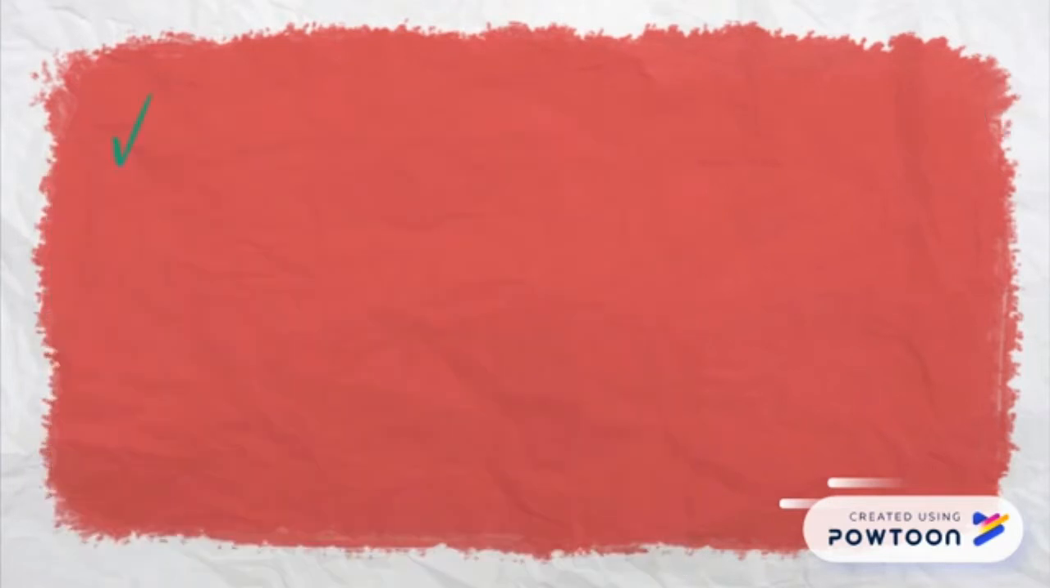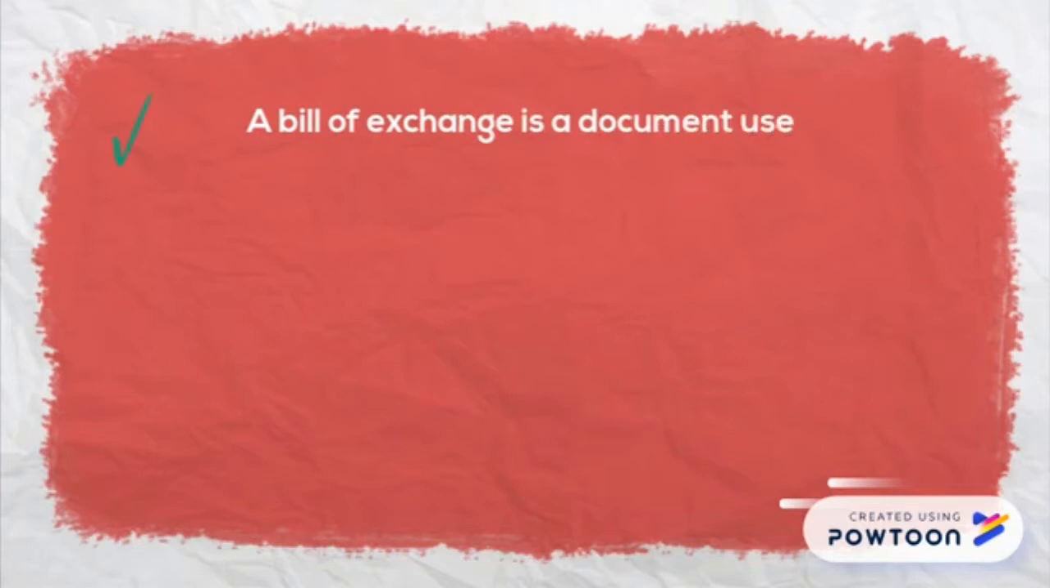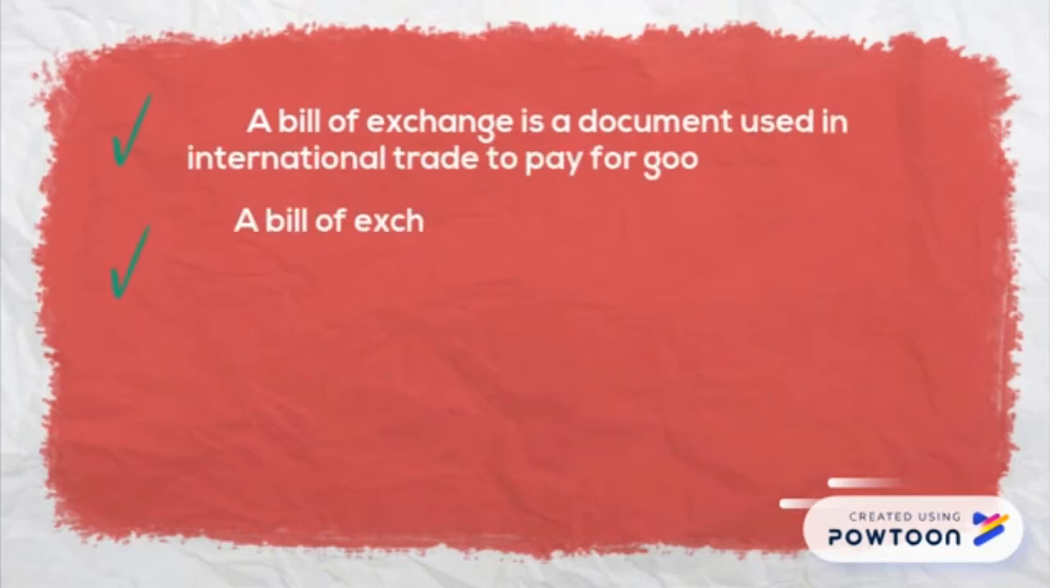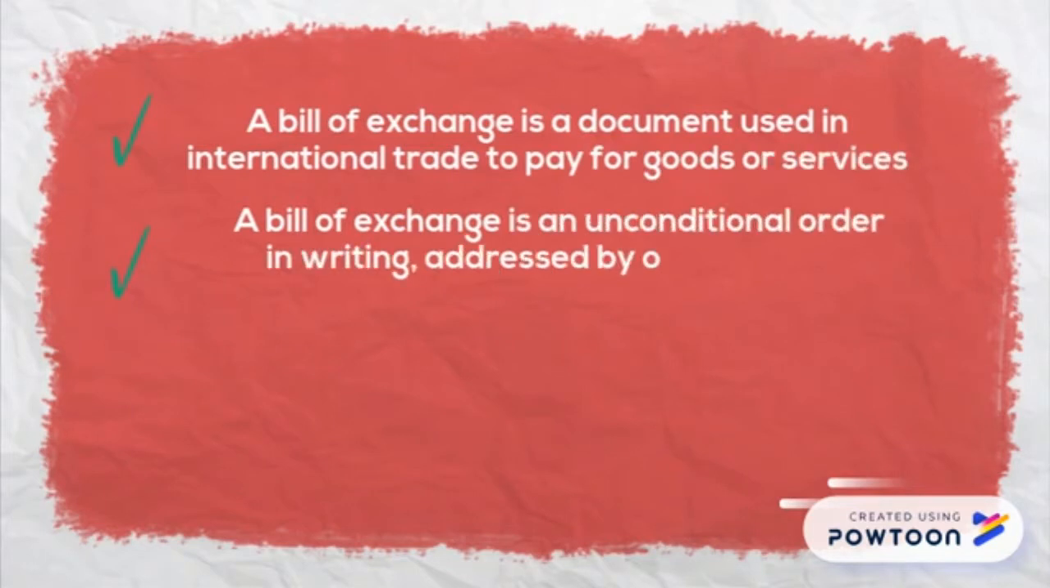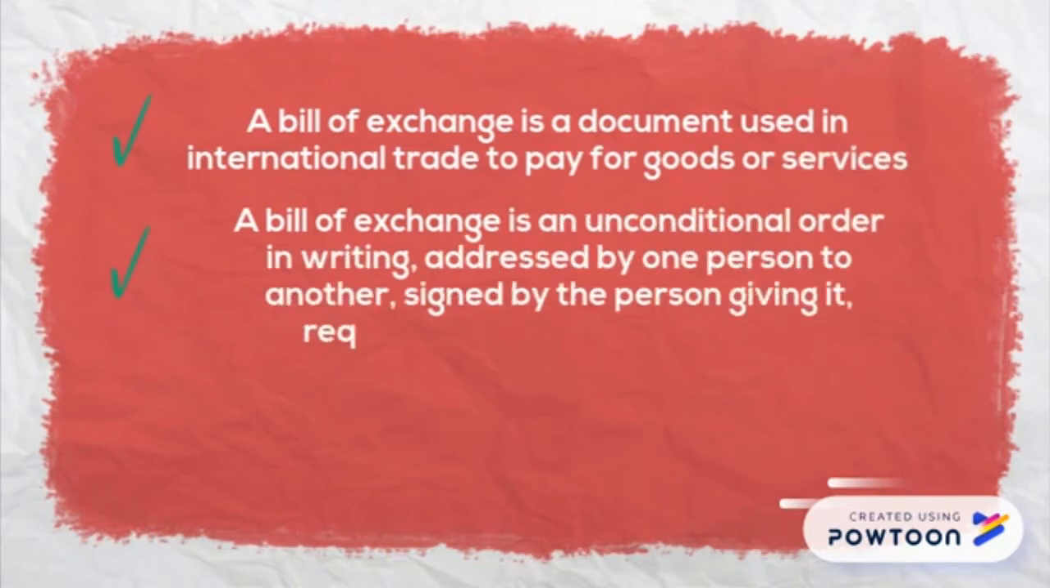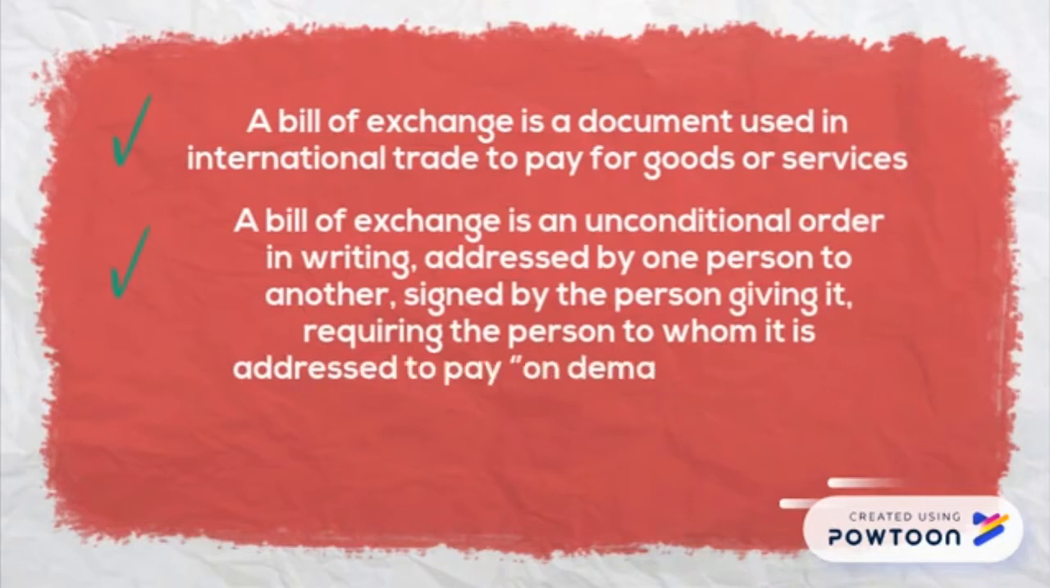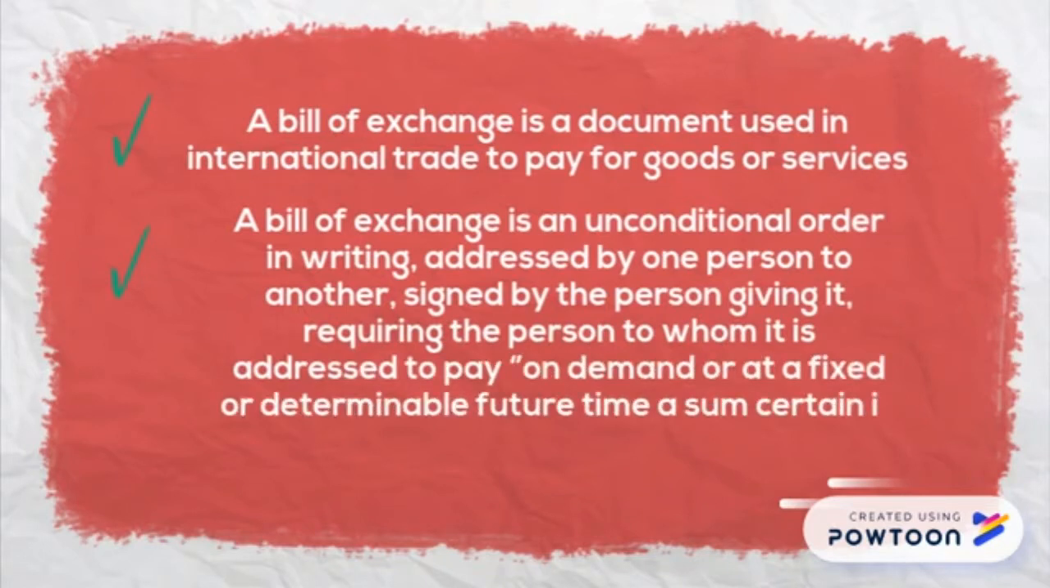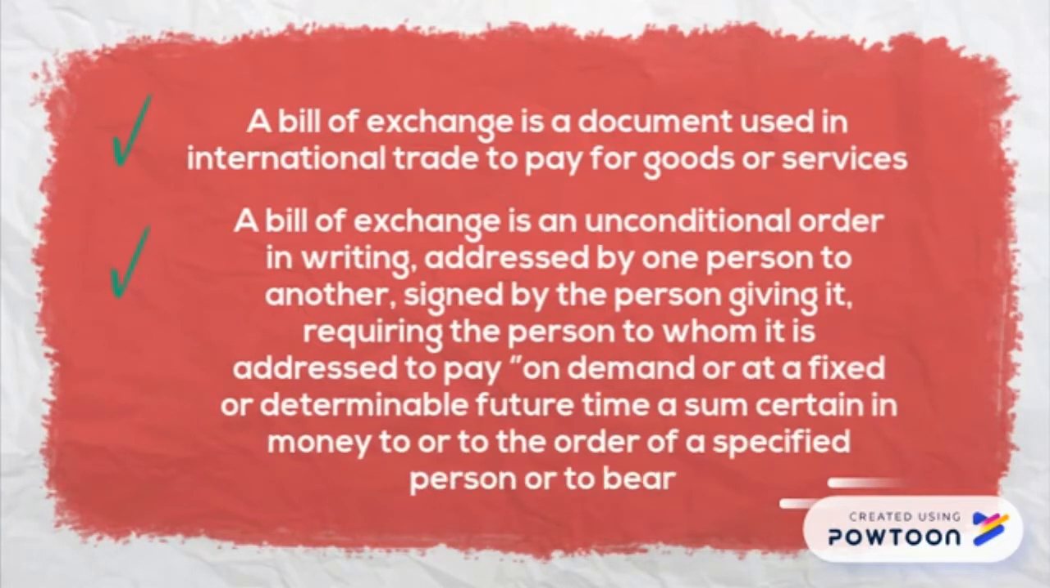A bill of exchange is a document used in international trade to pay for goods or services. And so, a bill of exchange is an unconditional order in writing addressed by one person to another, signed by the person giving it, requiring the person to whom it's addressed to pay on demand or at a fixed or determinable future time a certain sum of money to the order of a specific person or to the bearer.